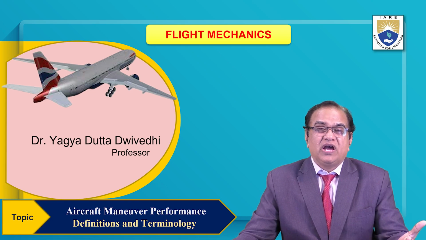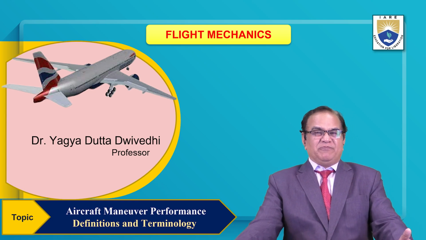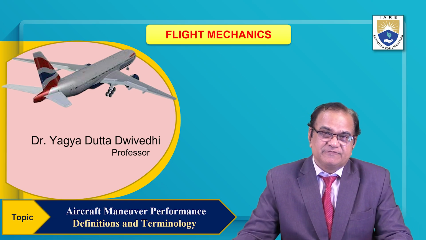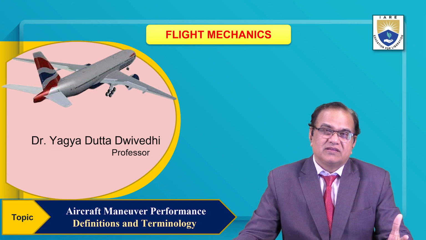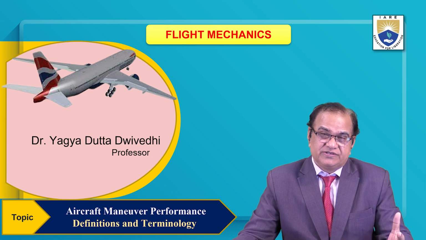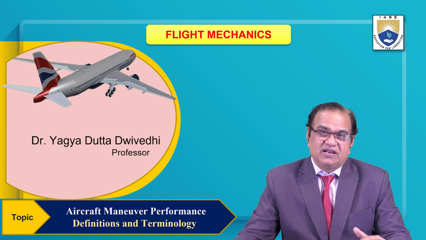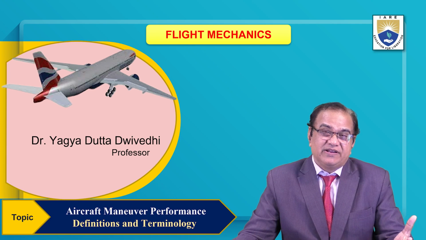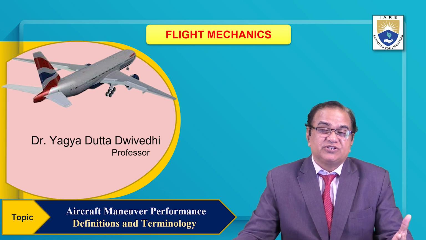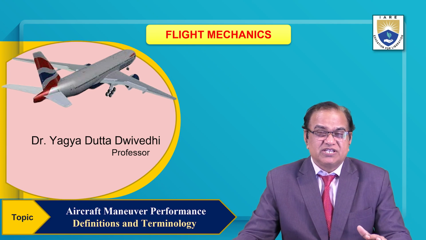Then we started module 3, which is the climb performance. In the climb performance, rate of climb, maximum climb angle, descent angle, power required for the climb, thrust required for the climb. All these things we have learned.